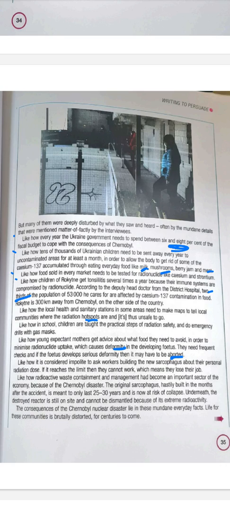Like how radioactive waste containment and management had become an important sector of the economy because of the Chernobyl disaster. The original sarcophagus, hastily built in the months after the accident, is meant to only last 25 to 35 years and is now at risk of collapse. Underneath, the destroyed reactor is still on site and cannot be dismantled because of its extreme radioactivity. The consequences of the Chernobyl nuclear disaster lie in these mundane everyday facts. Life for these communities is brutally distorted for centuries to come. That's emotive language.